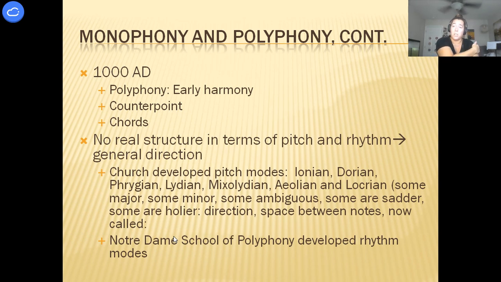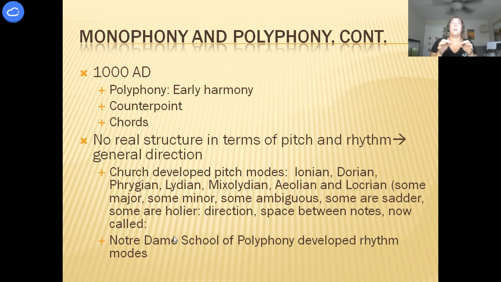Then the Catholic Church actually developed pitch modes, which I've talked to you guys about. These modes were like our common key signatures. There are 7 of them: Ionian, Dorian, Phrygian, Lydian, Mixolydian, Locrian, and Aeolian. They all follow their own version of, you know how with the major scale you have whole, whole, half, whole, whole, whole, half. They follow that, but they all start on different pitches. Some of them you can't tell if they're major or minor. Some of them you literally cannot tell what the... what's the word I'm looking for?